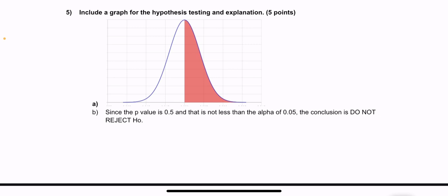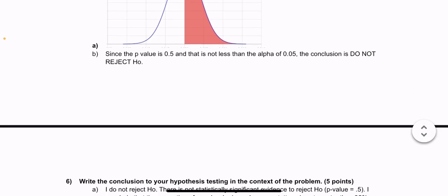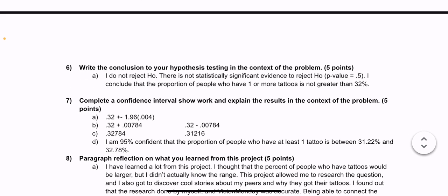Since the p-value is 0.5, and that is not less than the alpha of 0.05, the conclusion is do not reject H0. I do not reject H0. There is not statistically significant evidence to reject H0, p-value equals 0.5, and I conclude that the proportion of people who have one or more tattoo is not greater than 32%.